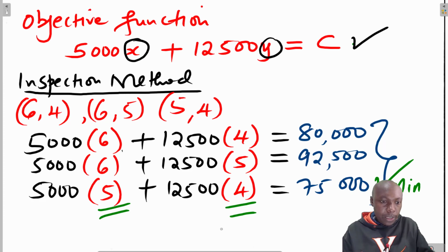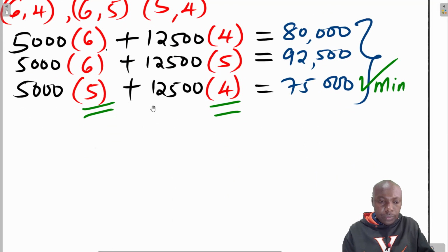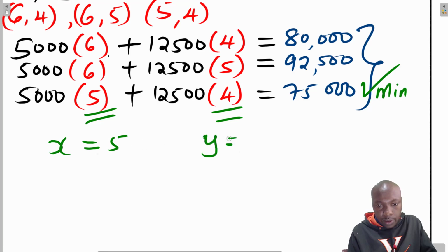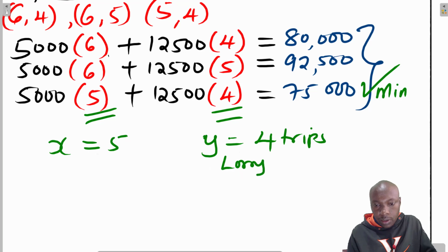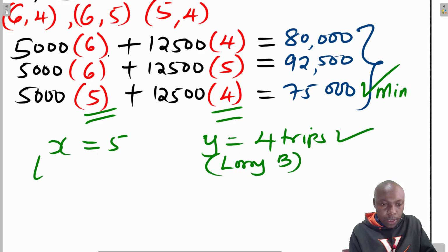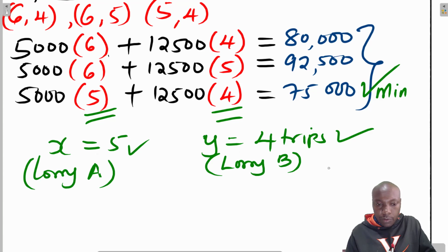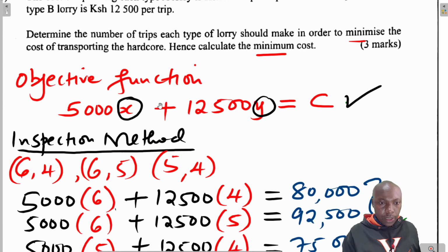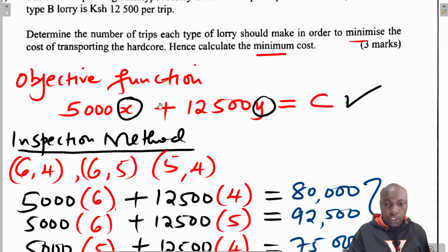So therefore the number of trips that will give the minimum cost: for x it is 5, and then for y it is 4. These are the trips, where x is by lorry A and y is by lorry B. So lorry A will make 5 trips, and B will make 4 trips. That is what will give the minimum cost. Now we need to go back and read the question again. Determine the number of trips made by each type of lorry. We've got that. And the next thing is we have to calculate the minimum cost.